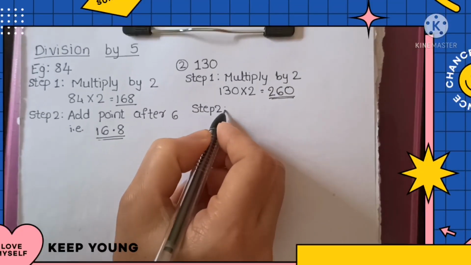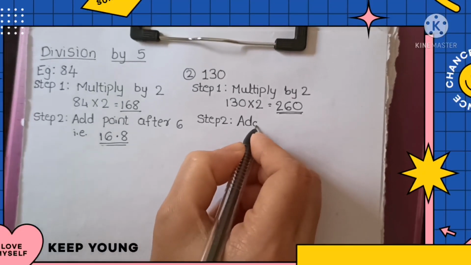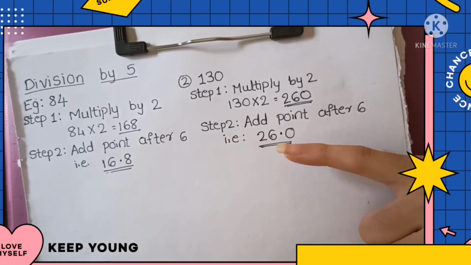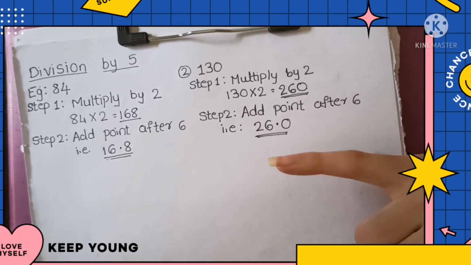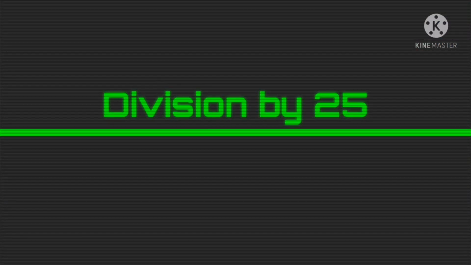In second step, we have to add a point after the second last number. Dividing 130 with 2, we get the answer as 26.0. Let's move on to our next trick.